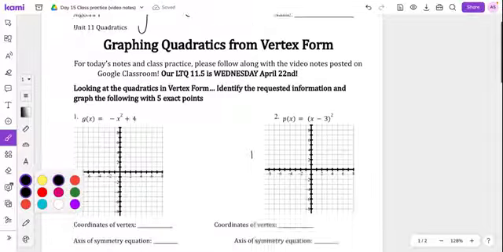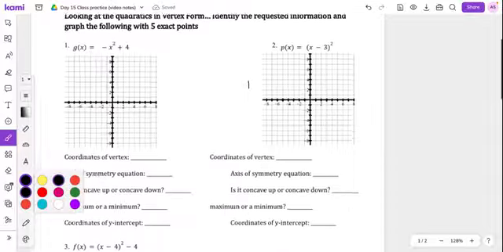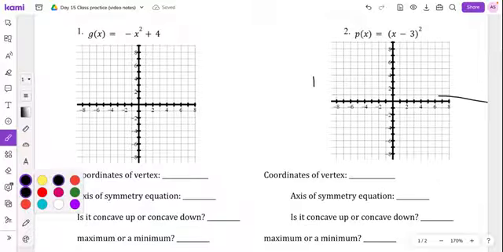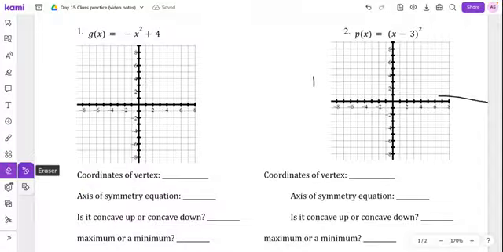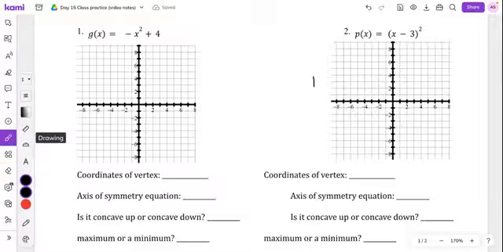So let's take a look at our first example, which is number 1. We have g of x is equal to negative x squared plus 4. So the very first thing that we're going to notice is that because we have that negative out in front, our parabola is going to be concave down.